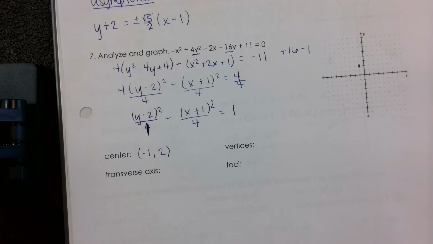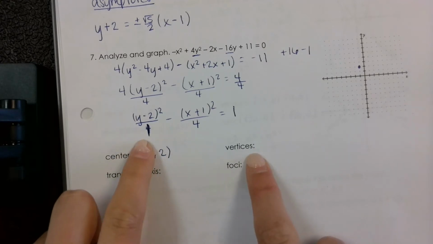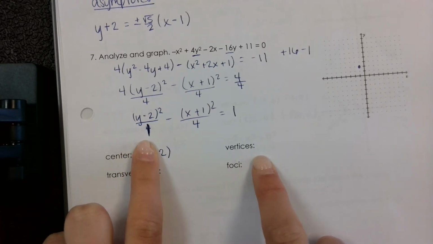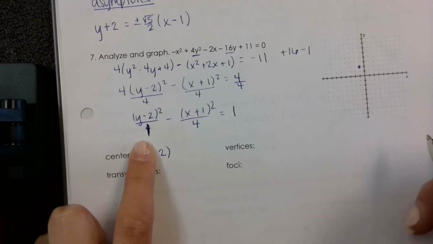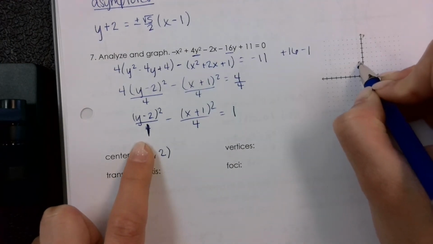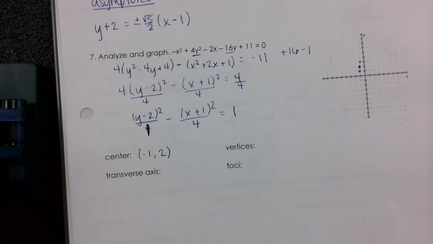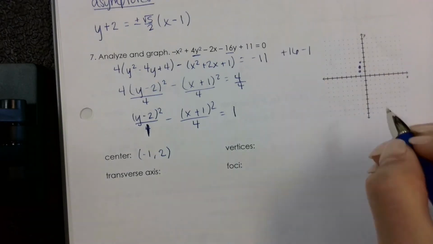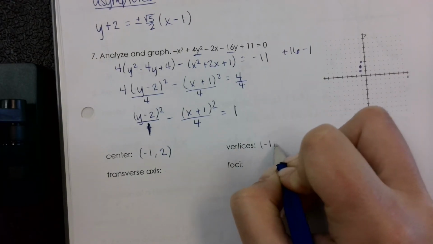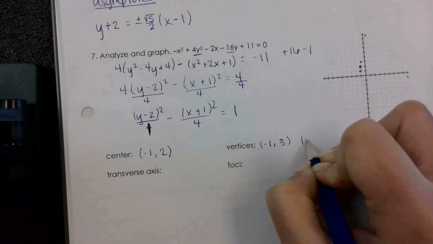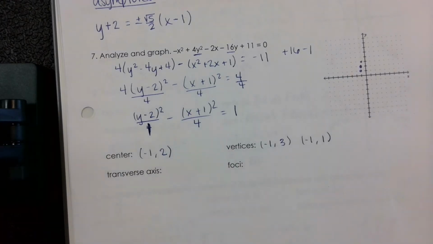Which axis are we going to open on? The y, we already talked about that. So that means your vertices are going to be with our y's. So how far in the y direction do we go? 1. So go up 1 block from your center and down 1 block from your center. So where does that put your vertices? Negative 1, 3, and where else? Negative 1, 1. That okay?